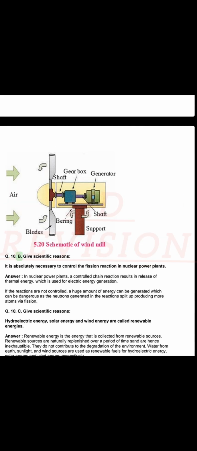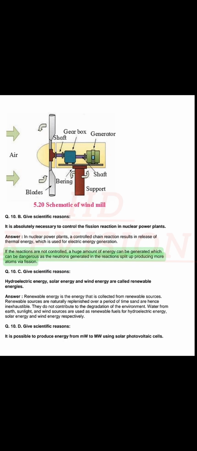Q. B. Give scientific reasons. It is absolutely necessary to control the fission reaction in nuclear power plants. Answer. In nuclear power plants, a controlled chain reaction results in release of thermal energy, which is used for electric energy generation. If the reactions are not controlled, a huge amount of energy can be generated, which can be dangerous as the neutrons generated in the reaction split up, producing more atoms via fission.